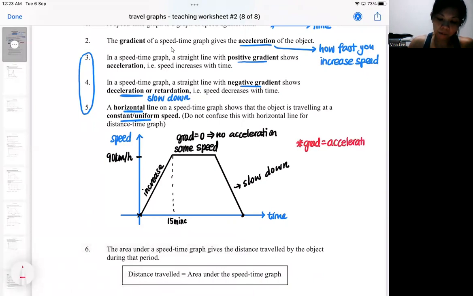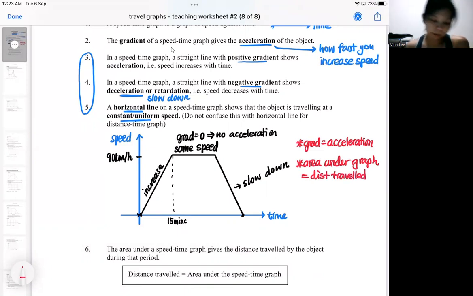There's also another feature, which is the area under the graph. The area under the graph will tell you the distance traveled. For example, if I'd like to find out how long on the expressway I maintain my speed, I will calculate this rectangle.